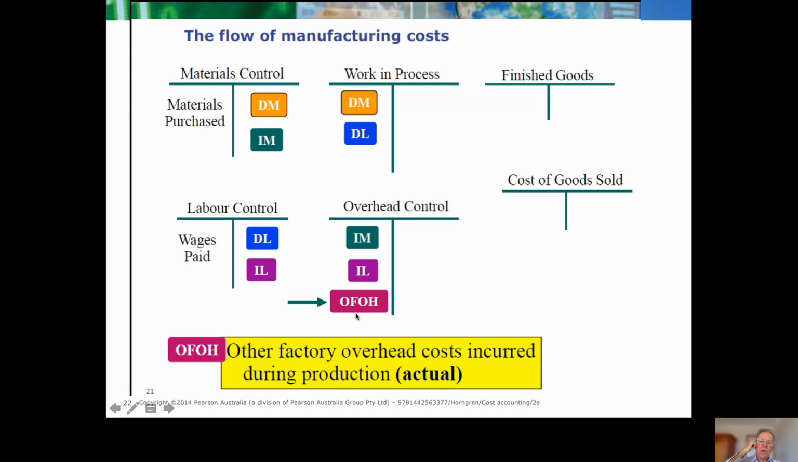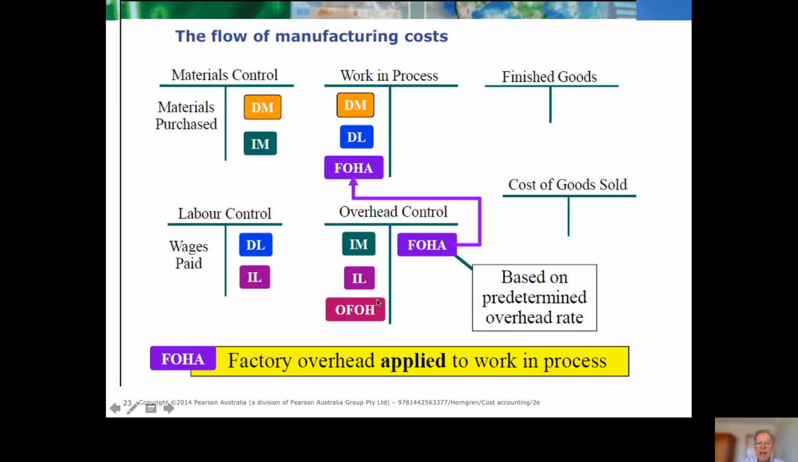And these were just all those other incidental, depreciation expense on your factory plant and equipment, the rent of the factory, rates, security guard wages, forklift drivers' wages, whatever. All those other overheads are actual costs being debited to overhead control. And then based on the budget figures we talked about earlier, and actual activity, we are then applying and charging the overheads. Now, you can immediately see that we may have made some mistakes in our budget.